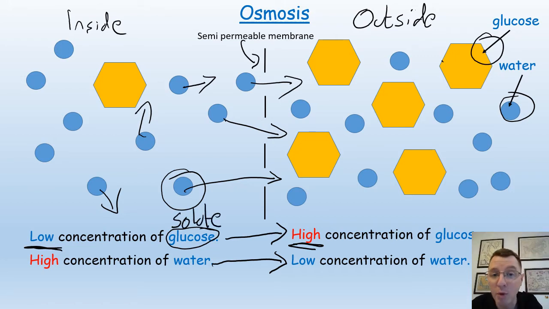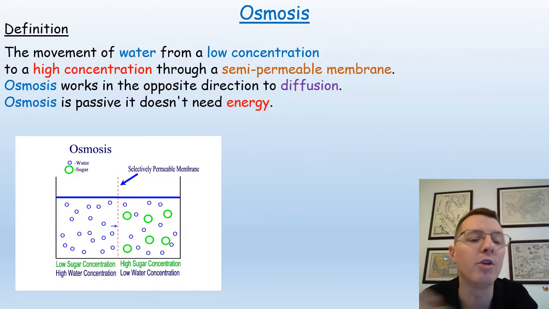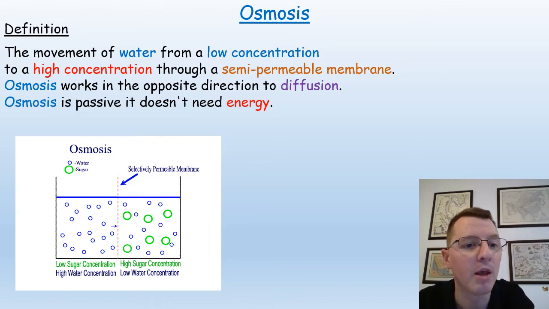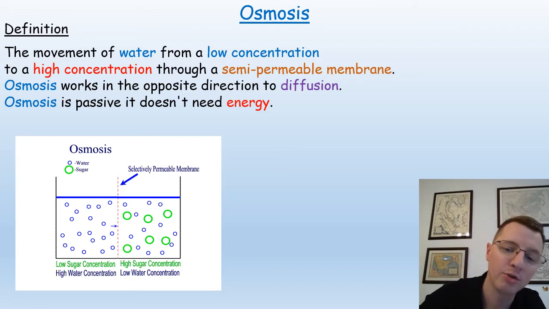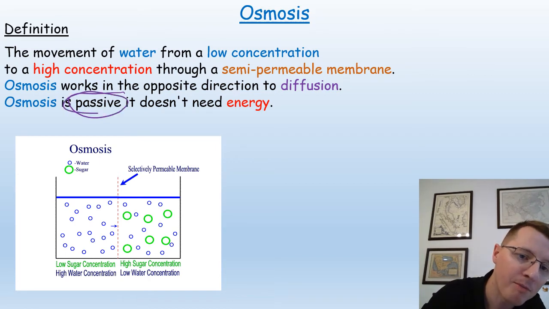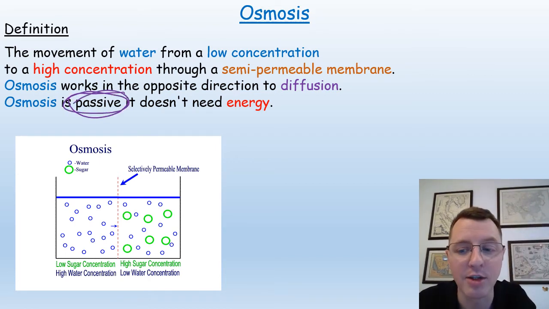So osmosis is the movement of water from a low concentration of solute to a high concentration of the solute. Low to high. This is the opposite way to diffusion, but we can only have osmosis when we have a semi-permeable membrane. So here's our full definition of osmosis. The movement of water from a low concentration to a high concentration through a semi-permeable membrane. Osmosis works in the opposite direction to diffusion, and osmosis is passive. It does not need any energy at all.